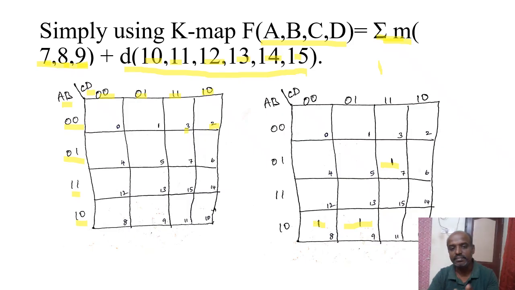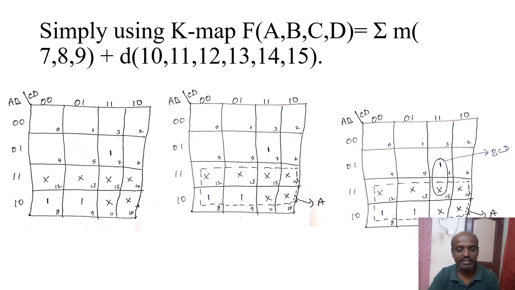So simply, in this location we need to mark X. Here we can see that the locations 10, 11, 12, 13 and 15, 14 are marked with the symbol X. So the next step is we need to find the grouping of all the ones.